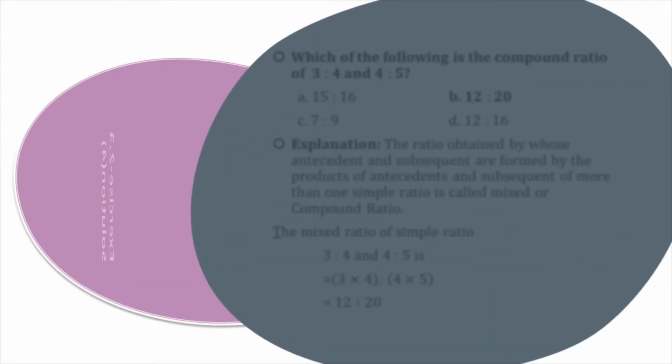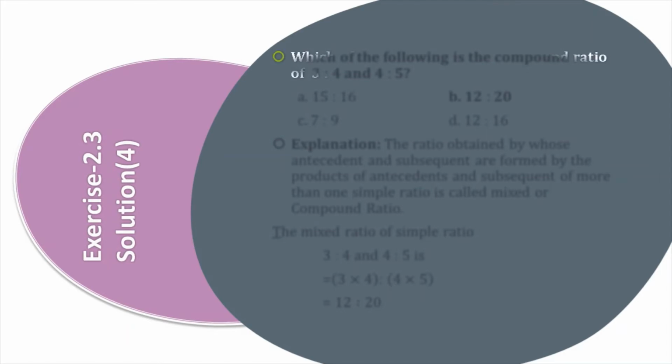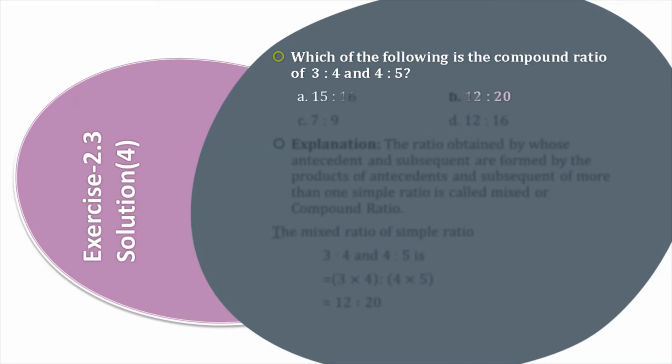Let us see solution number 4. That is the question: which of the following is the compound ratio of 3:4 and 4:5? Let us see the options. A 15:16, 12:20, 7:9, 12:16. As you can see the marked part, my dear students, that is our answer. Let us see the explanation of how we get that answer.